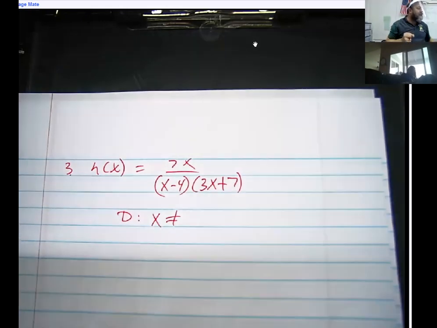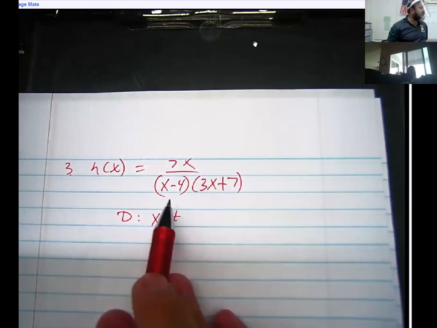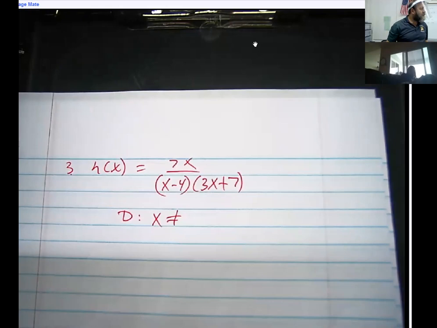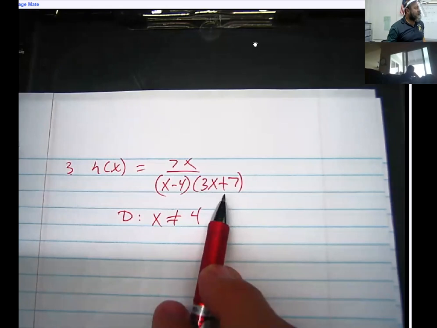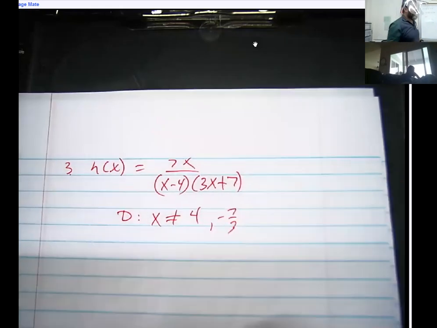Nico, tell me something that's bad in that problem. What would make the denominator here go to 0? 4. Don't pick 4, whatever you do. That's exactly right. Frankie, what about here? You can just kind of look at it and see it. Can anybody help us out? Don't pick -7 over 3. So what can I pick? I can pick anything that I want, except I can't pick those.